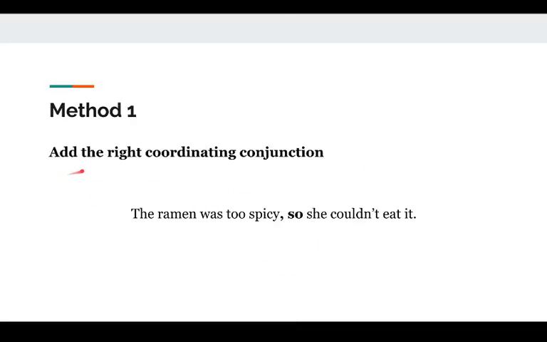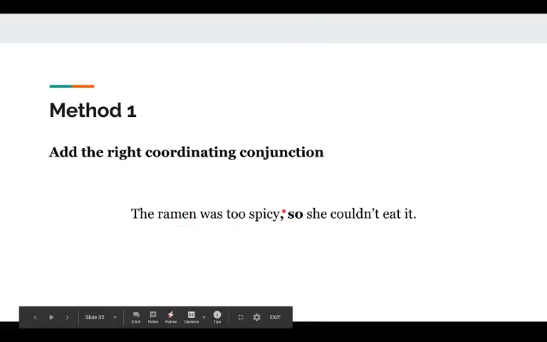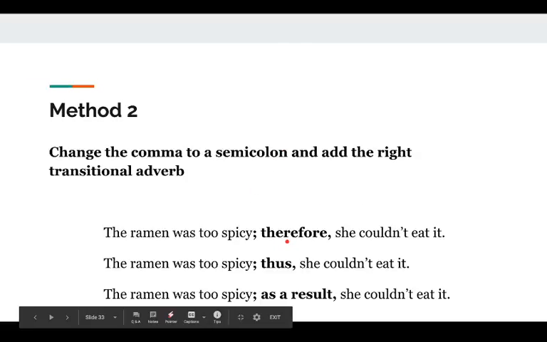So the first method is to add the right coordinating conjunction. The reason I say right is just one that makes sense. So: the ramen was too spicy, comma, coordinating conjunction "so," she couldn't eat it. Like I said before, "so" shows a result. The result of the ramen being too spicy is that she couldn't eat it. That's why it makes sense to have a comma and a coordinating conjunction.